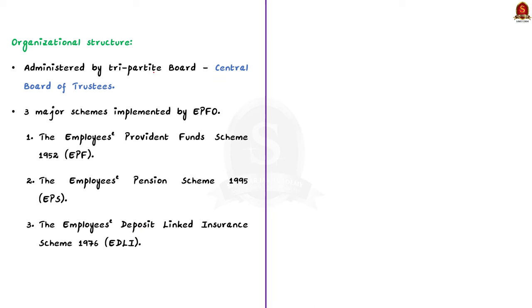See, EPFO is administered by a tripartite board known as the Central Board of Trustees. This tripartite body contains representatives of both central and state government, employers and employees. It is called a tripartite body because it has representatives of government, employers and employees.